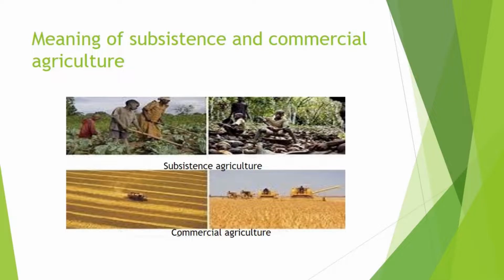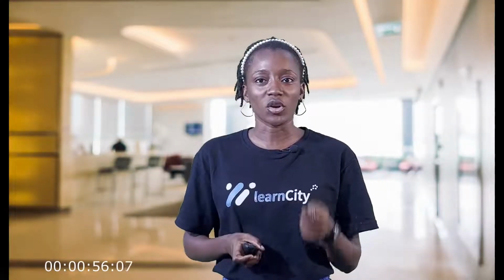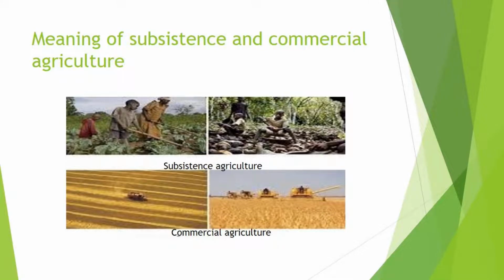What do we mean by subsistence and commercial agriculture? When looking at this picture, you'd see that there's a lot of difference. See the subsistence agriculture, even those that are working there look dirty. That is what subsistence agriculture is all about. It's hard work. You use your bare hands to plant, you use your bare hands to harvest, use your bare hands to uproot the weeds. But in commercial agriculture, it is mainly machineries. Machines do everything. Machines do the planting, machines harvest, machines water and everything.